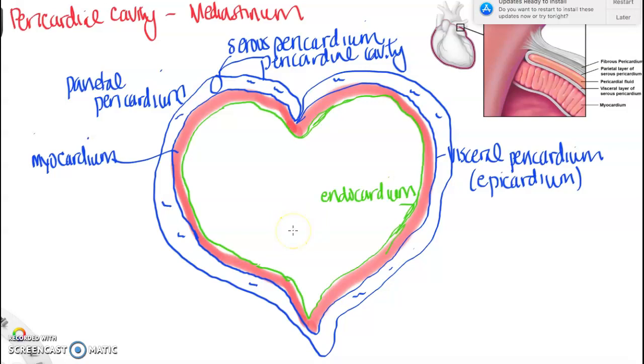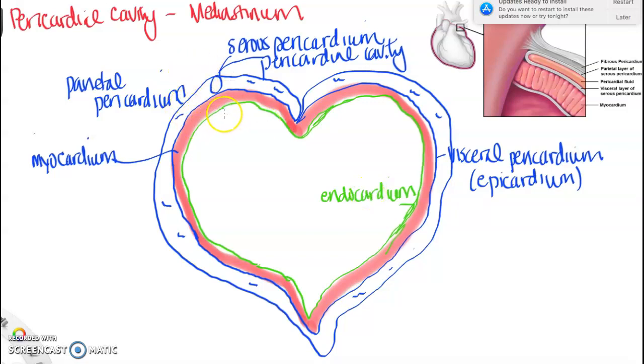So like in the vessel, we have endothelium. In the heart, we have endocardium, and that lines the inside of the heart. And that squamous tissue is smooth and slippery and makes it easy for the blood to be able to move around really well in there.